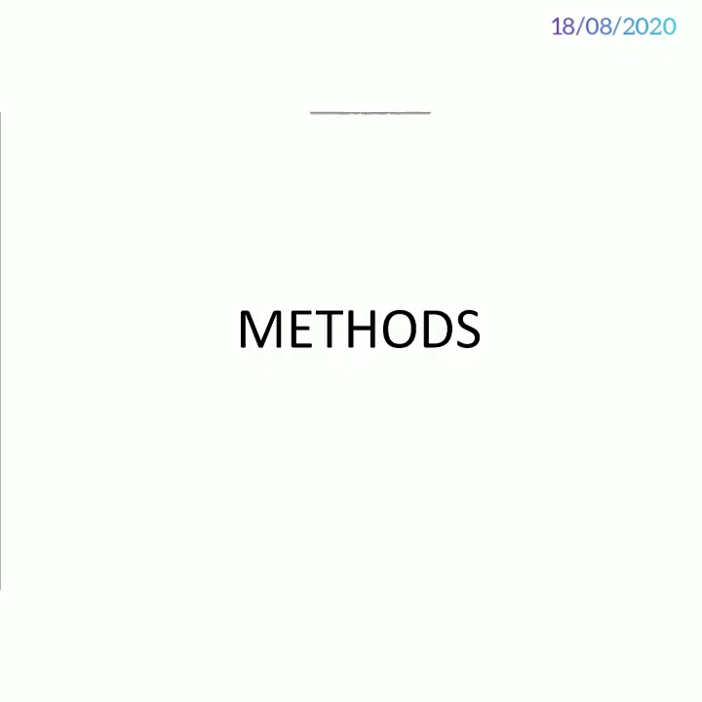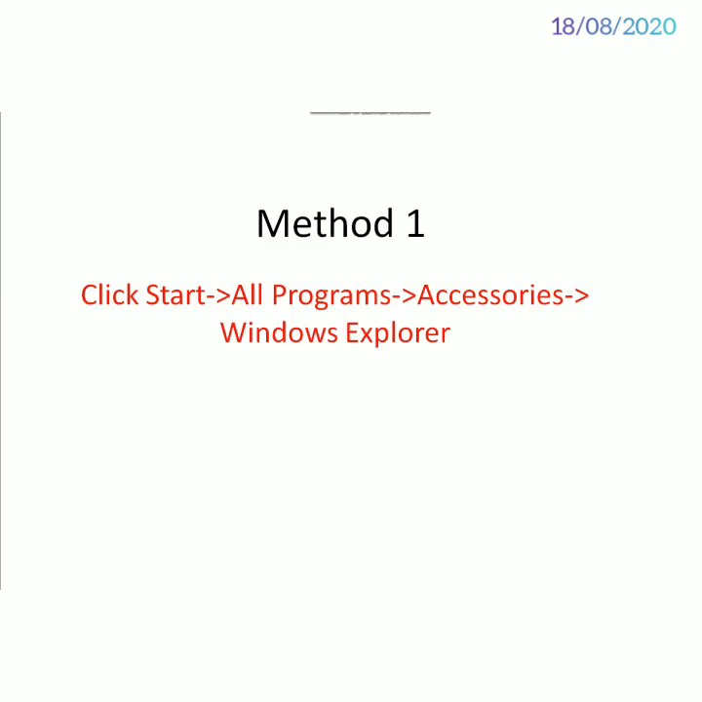Dear students, please remember that there are a number of methods with the help of which you can open Windows Explorer. Today we are going to learn different methods of how to open Windows Explorer. There are at present 5 different methods. Now let us see one by one. Method number 1: you have to click on Start, All Programs, Accessories, then select Windows Explorer. Please remember this method. Method number 1 is what?